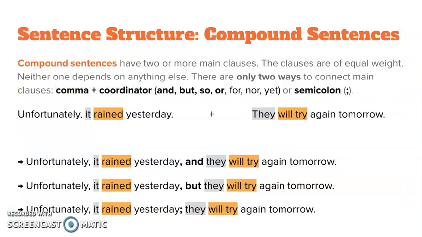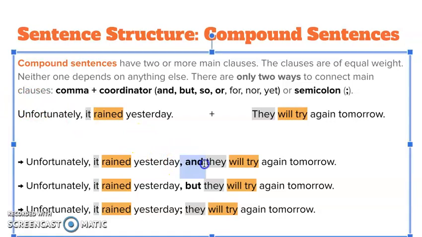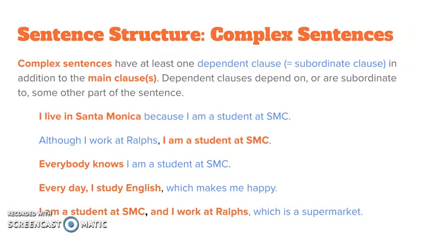So let's look at an example. We could say, unfortunately, it rained yesterday. That's a simple sentence with the main clause in it. We could say, they will try again tomorrow. Different sentence, different main clause. If you want to add those together, you must do it in one of these two ways. You could either put a comma and a conjunction, like these first two, or you could put a semicolon. That is it. Those are the only two ways to combine two main clauses where you have two clauses of equal weight.